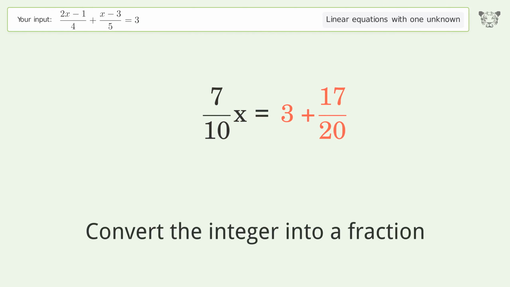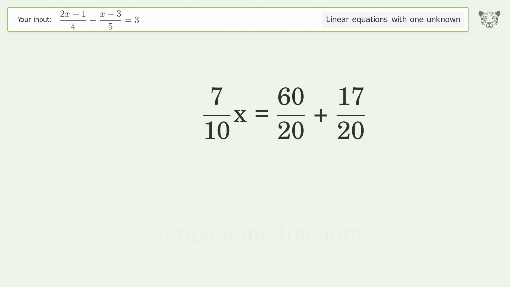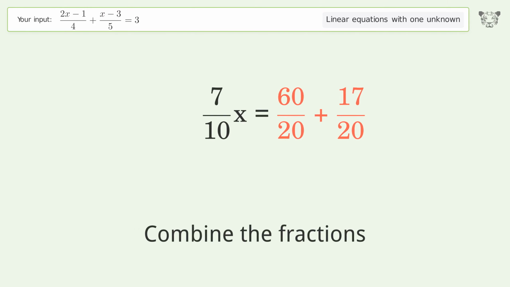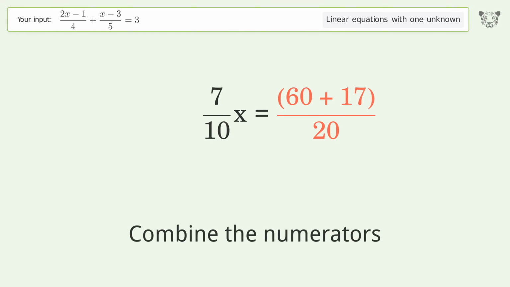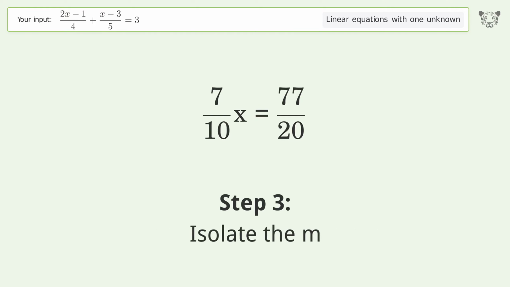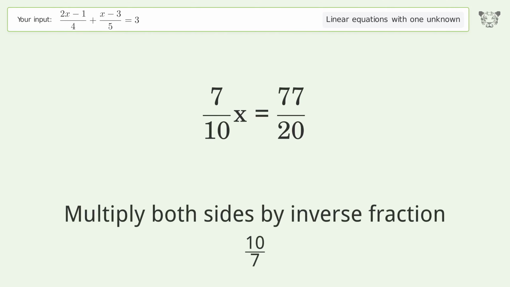Convert the integer into a fraction. Combine the fractions. Combine the numerators. Isolate the m. Multiply both sides by the inverse fraction 10/7.